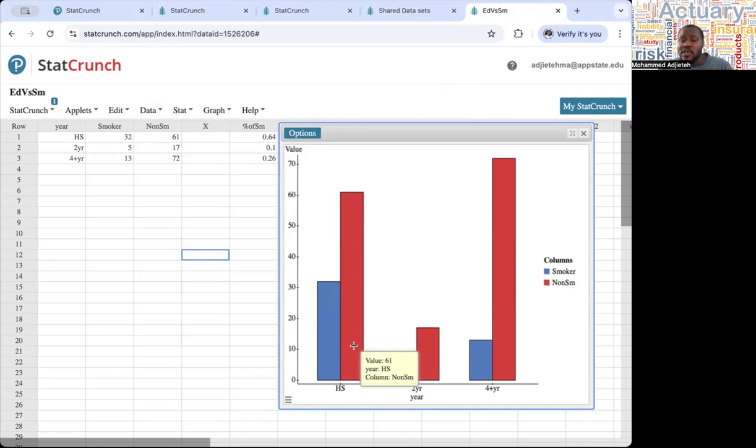You can see in high school, the number of non-smokers was high. You can also see 2-year college, and then you can see the smokers are reducing. So you can also use this to see if there is an association. We could also display a stack.